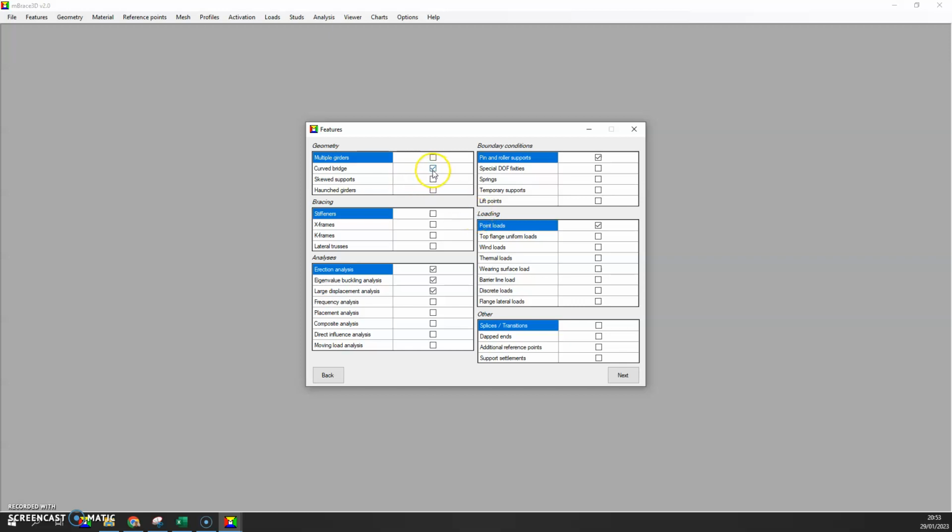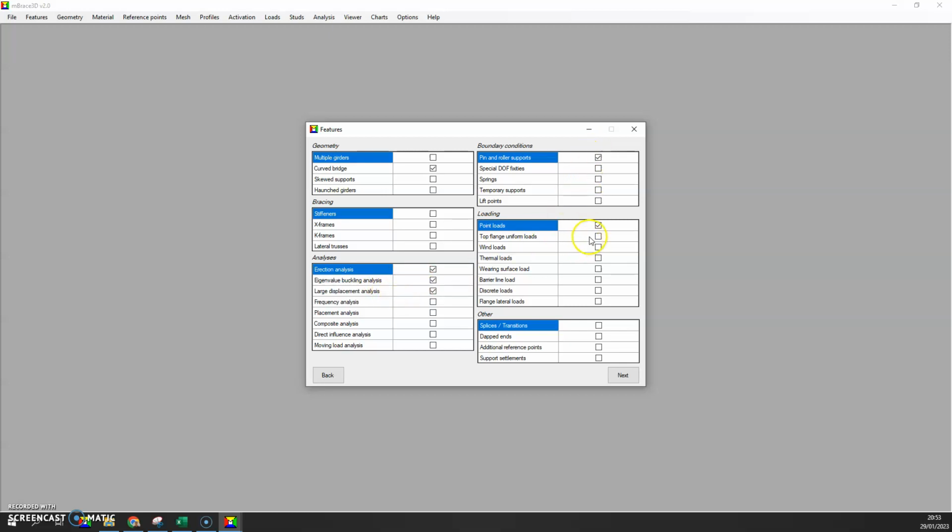So here are the parameters for this model. We have a curved column. It's not a bridge really, it's a column. The curvature is a way to apply the initial imperfection. We are just considering the steel structure, so no concrete, so just direct analysis here. We are doing an eigenvalue buckling analysis and also a large displacement analysis.